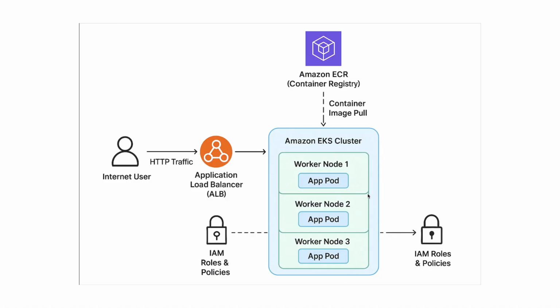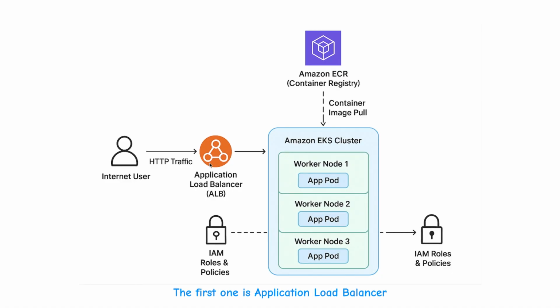Welcome back. Let me walk you through the AWS architecture I designed for this solution. The first one is the Application Load Balancer, the entry point for user traffic. The next one is the Amazon Elastic Kubernetes Service cluster. This manages the Kubernetes control plane.